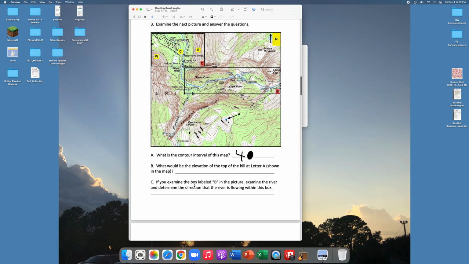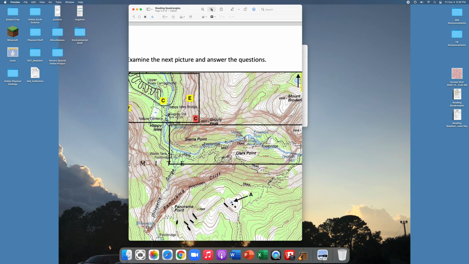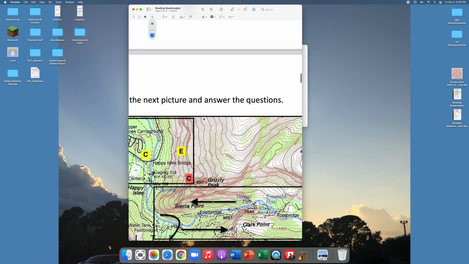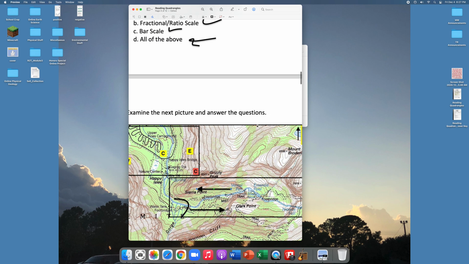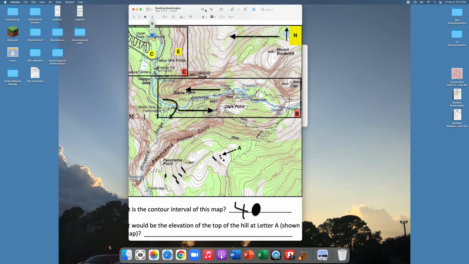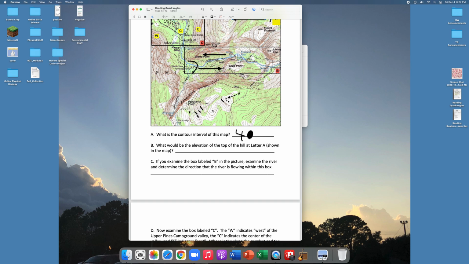3C, if you examine the box in B, which direction is the river flowing? Let's zoom in again. If you notice very carefully, like for example, this contour line is crossing the stream and the V is pointed that way. That means the water is flowing in that direction. So that direction, if we zoom out, is west. So the stream is flowing west. So that's 3C.